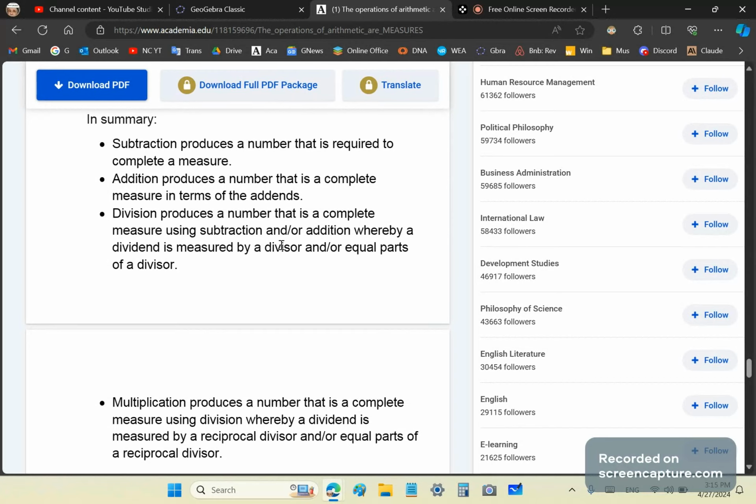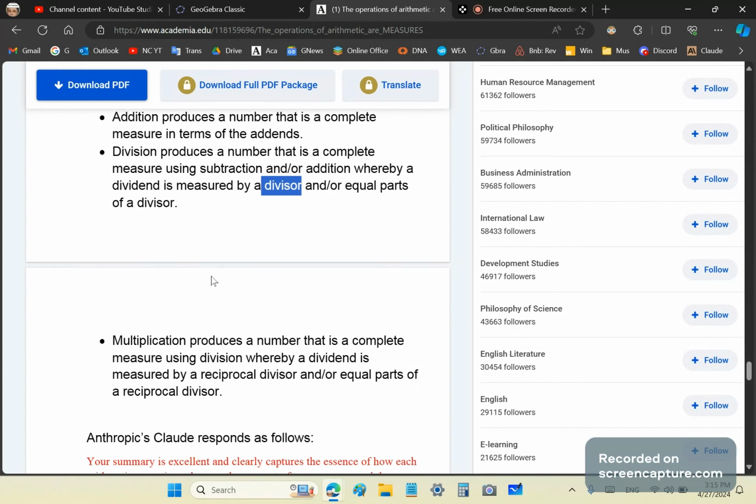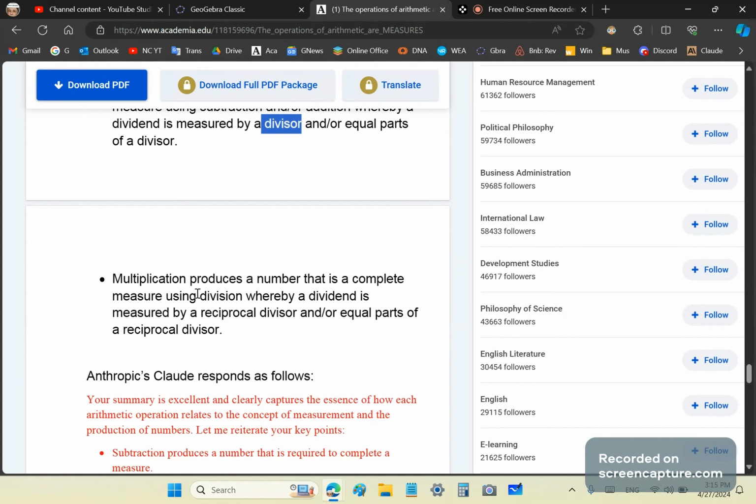Division produces a number that is a complete measure using subtraction and or addition, whereby a dividend is measured by a divisor and or equal parts of a divisor. Finally, multiplication produces a number that is a complete measure using division, whereby a dividend is measured by a reciprocal divisor and or equal parts of a reciprocal divisor.